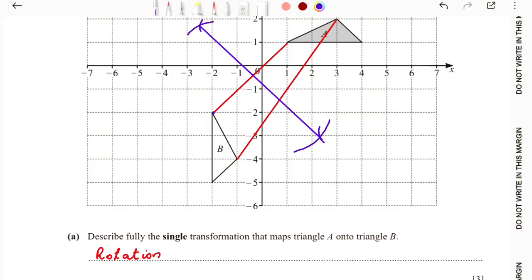And after doing it, you will see that both perpendicular bisectors would be meeting at one certain point. As I don't have a compass, I can just guess both perpendicular bisectors would be meeting at this point. Like this would be your center of rotation, and that would be -2 and 1. So this is your center.